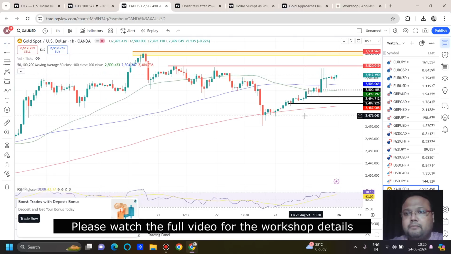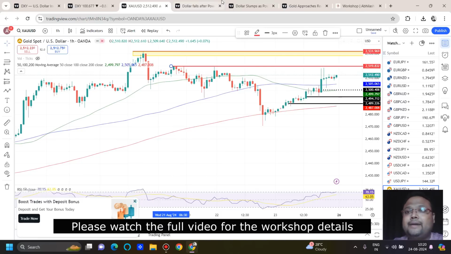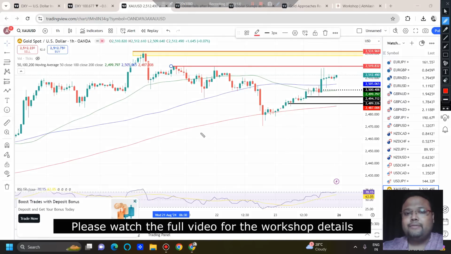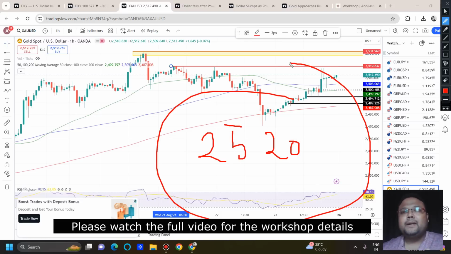Okay, and yesterday the market made a high around 2518, but we can see that we have a zone till 2520. So on Monday, if you see the market is going up but there is not much volume, avoid taking a buy above 2520.